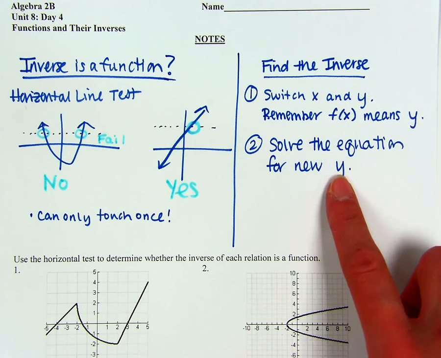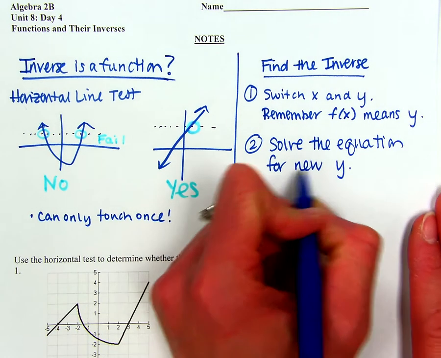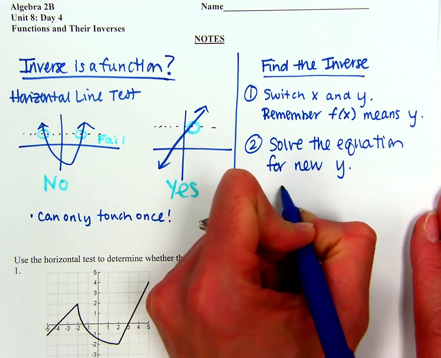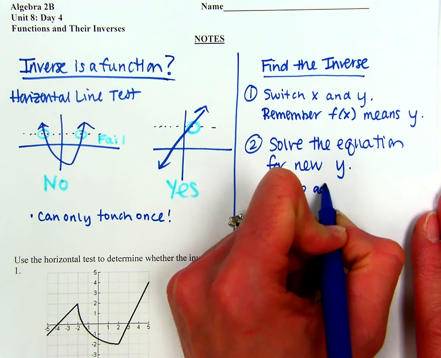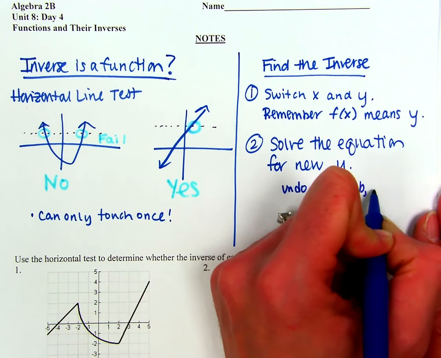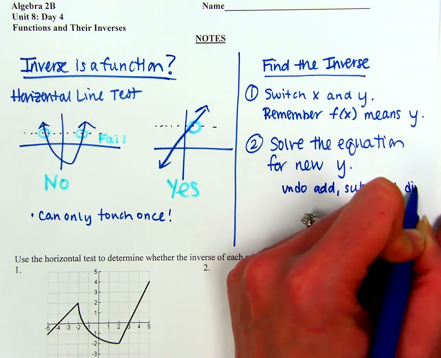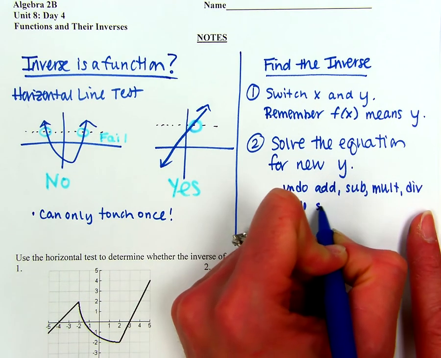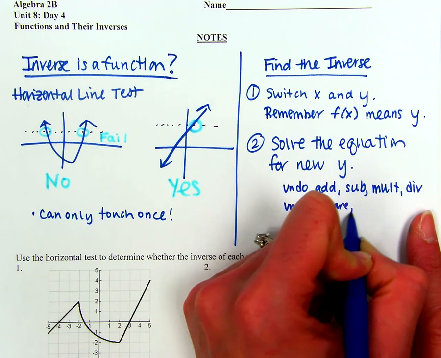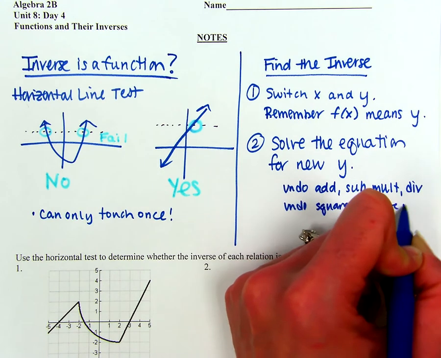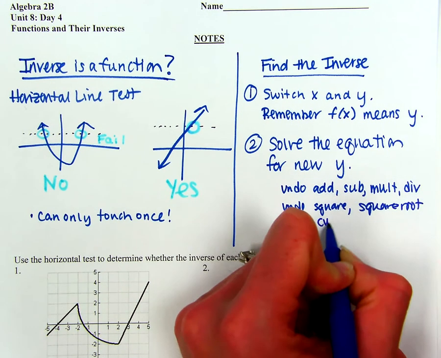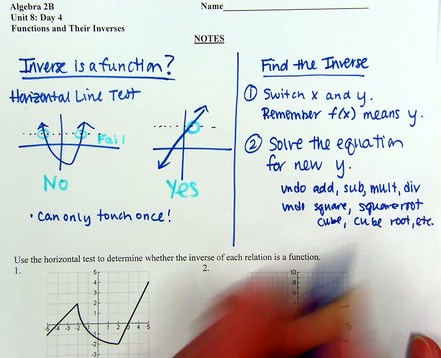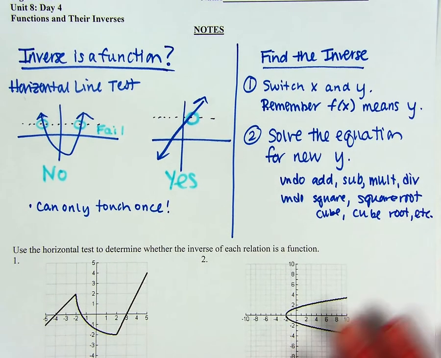When you get your new y, you just have to get y all by itself. So you have to isolate the variable. You're going to solve the equation for the new y. You may have to undo adding, subtracting, multiplying, and dividing. You may even have to undo a square or a cube, so a square root, a cube root, etc. All right, and we'll get to some examples of those.